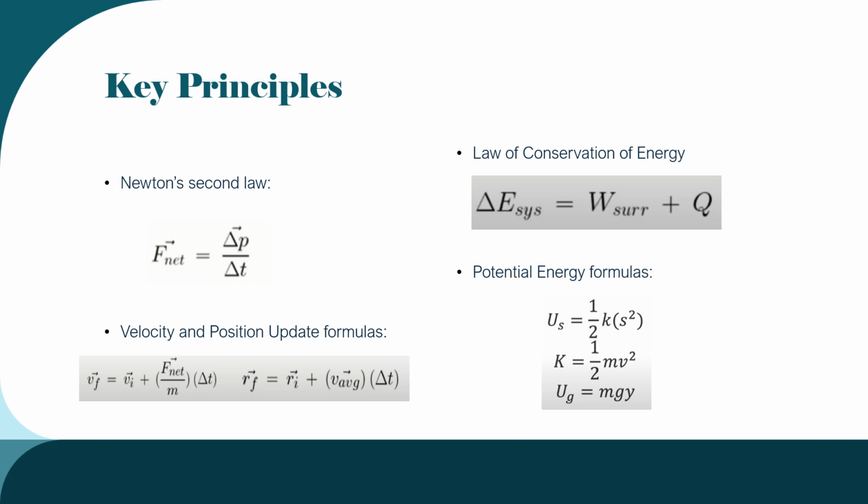So these are some key points we'll be going over today. Newton's second law, which is written on here. We don't use the F equals ma formula. The velocity and position update formula, velocity on the left and position on the right. Law of conservation of energy, which is the change in the energy of the system equals the work done by the surroundings plus Q. And the potential energy formulas are written here: the spring, kinetic energy, and the gravitational, the universal gravitation. These are all key principles we have used before.